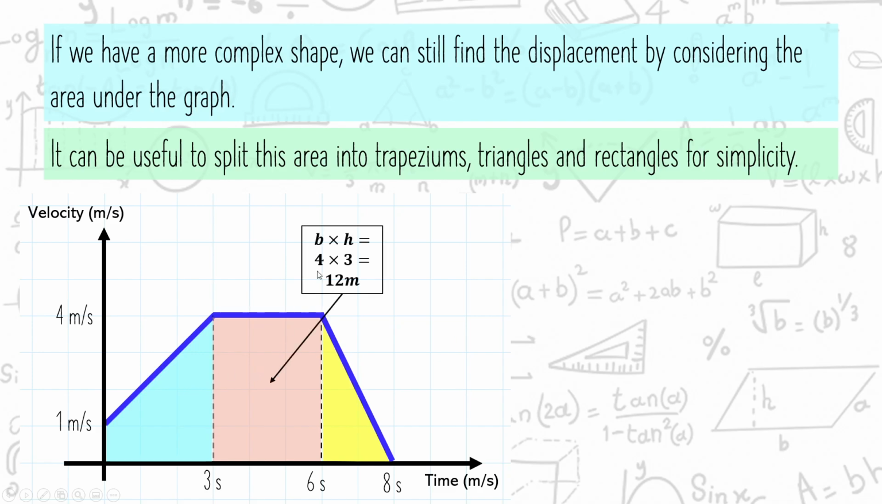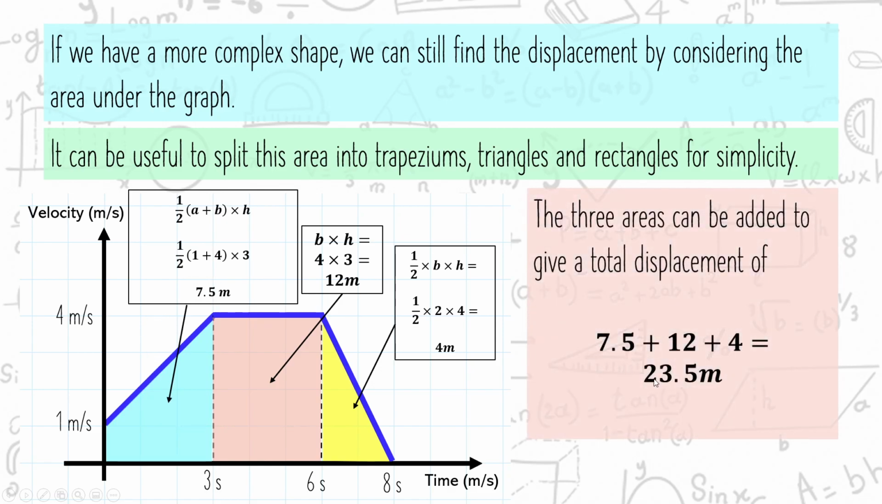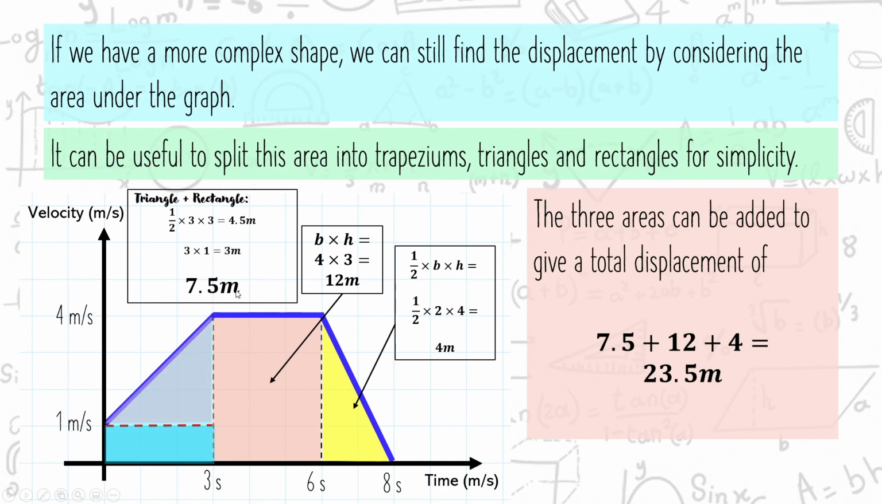In this case, we've got a rectangle which has an area of 12. It represents 12 meters traveled. Our triangle gives us 4. And our trapezium gives us 7.5. And those can be added together to give a total displacement of 23.5 meters traveled. If you don't like the trapezium formula, what you can do is you can split it up into a little rectangle and a triangle as well, and that will work too. Exactly the same area.